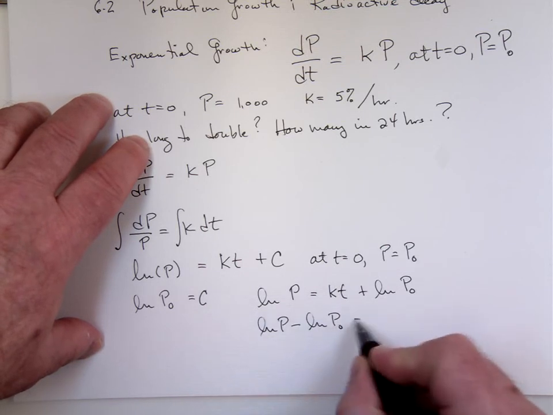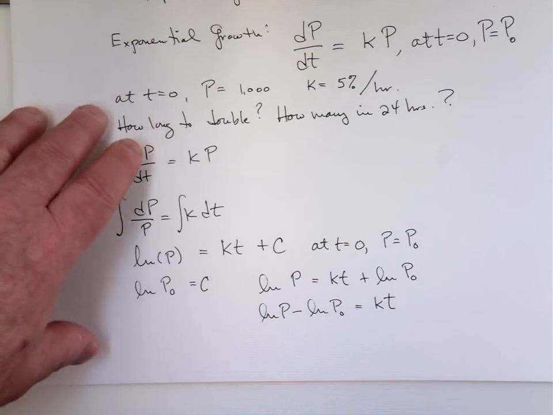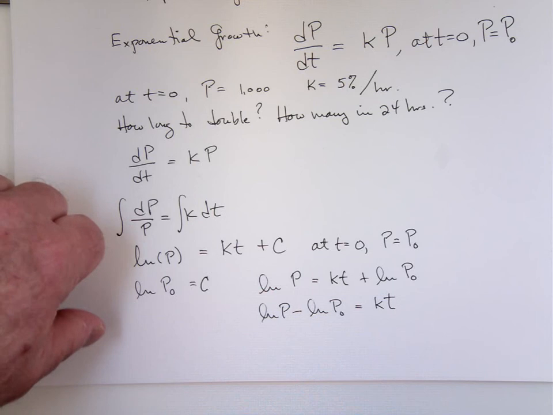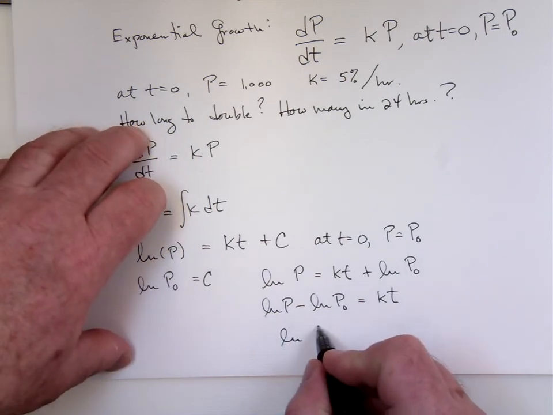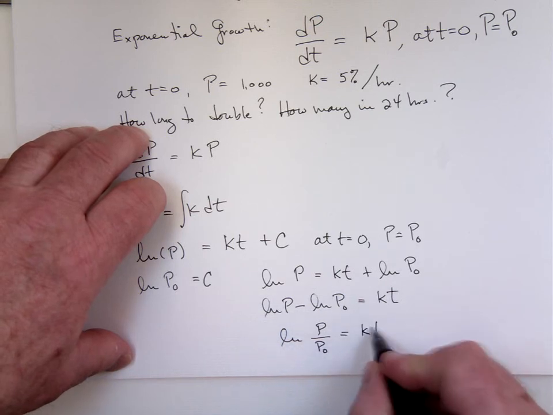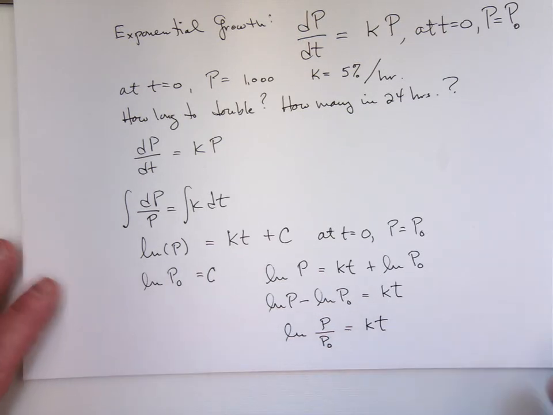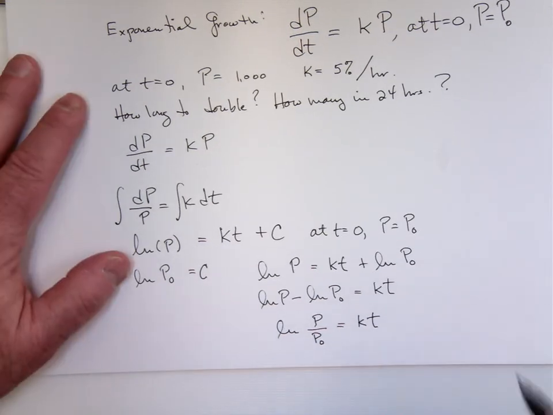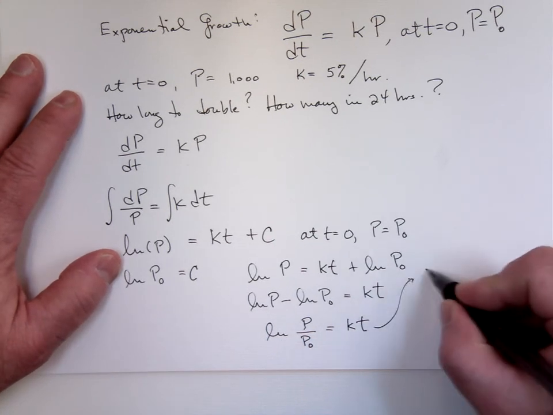Now, the difference of two natural logs is the natural log of what? Attaway. That's exactly it. And what I would like to do in order to solve for p is to eliminate the natural log. In order to eliminate the natural log, what should I do here? Yes, raise e. Yes, exactly right. So I'm going to do that. e to the natural log of p over p sub naught is equal to e to the kt.